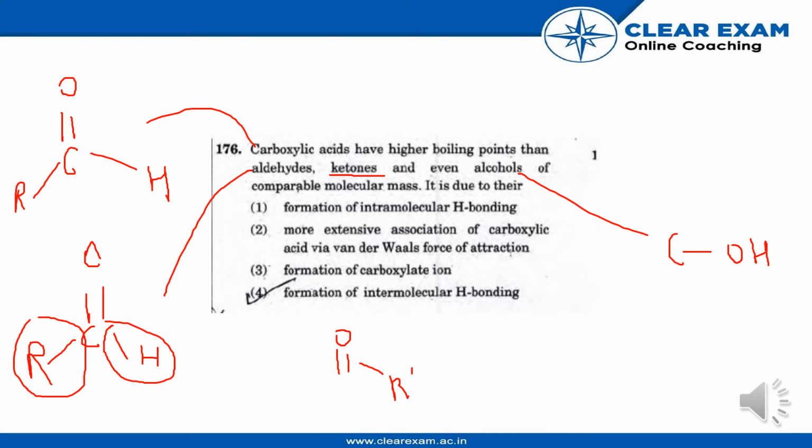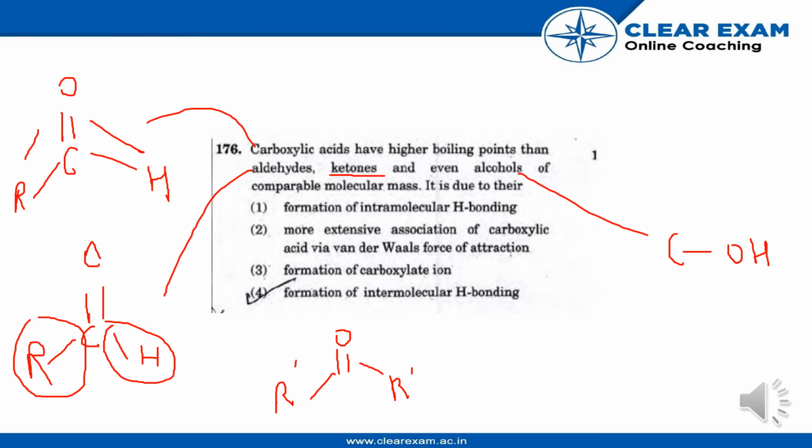So we need to tell which of the following. It is asking us that carboxylic acids have high boiling points. Why? So carboxylic acids have high boiling point due to the formation of intermolecular hydrogen bonding. Due to this intermolecular hydrogen bonding, in carboxylic acid association occurs.